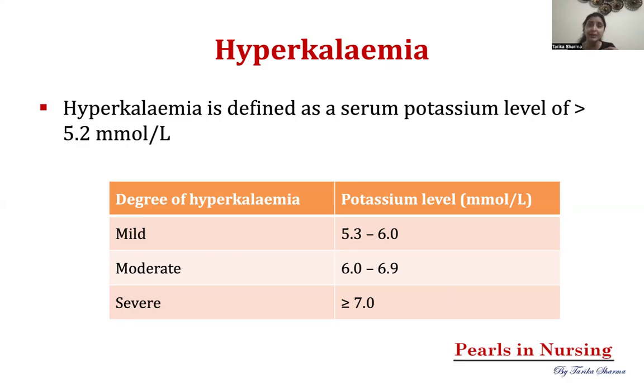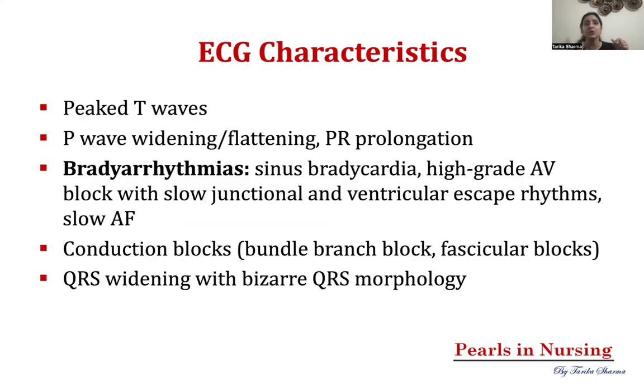In mild hyperkalemia, the potassium level ranges between 5.3 to 6.0 millimole per liter. In moderate hyperkalemia, the potassium level might be between 6 to 6.9 millimole per liter. And in severe hyperkalemia, the person might have a potassium level equal to or more than 7 millimole per liter. Here also, depending on the grading, depending on the severity, there will be prominence of the ECG findings. So, which findings will be there? There can be a peaked T wave.